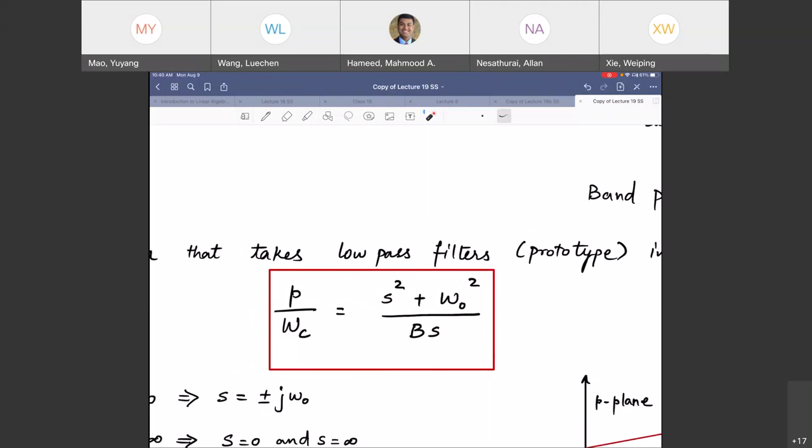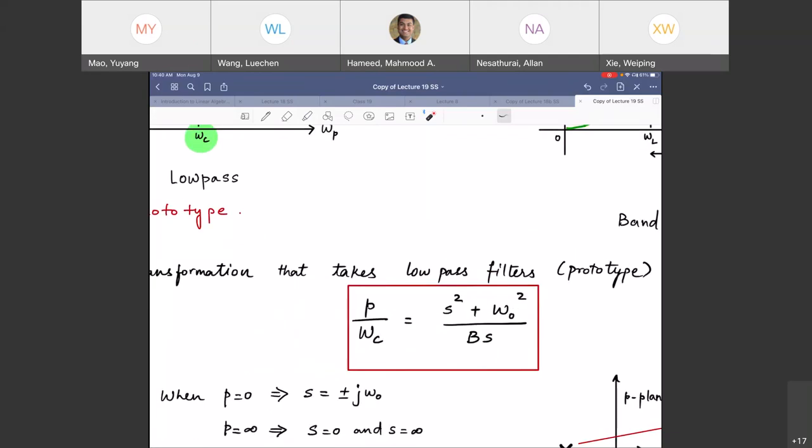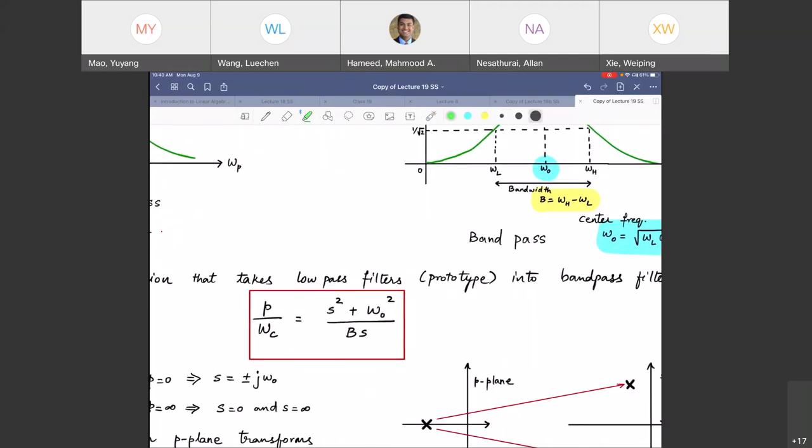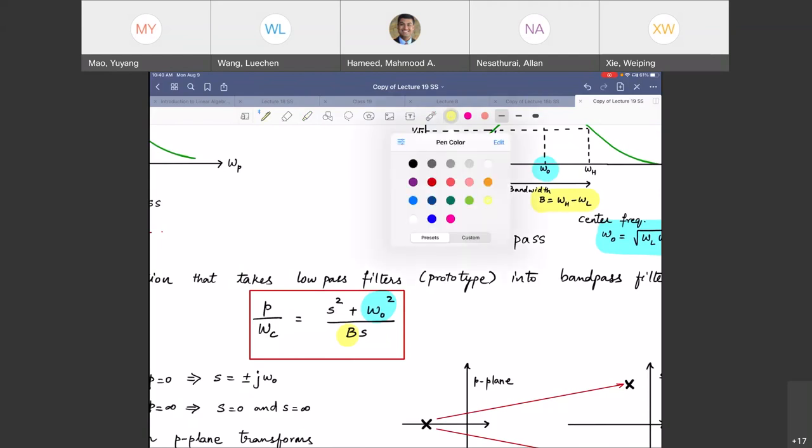Next, so this is the transformation. What is omega zero? Omega zero, we highlighted in blue. That is the resonant frequency of the desired band pass filter. What is B? B is the bandwidth of the desired band pass filter. What is S? S is the complex frequency variable, sigma plus j omega.